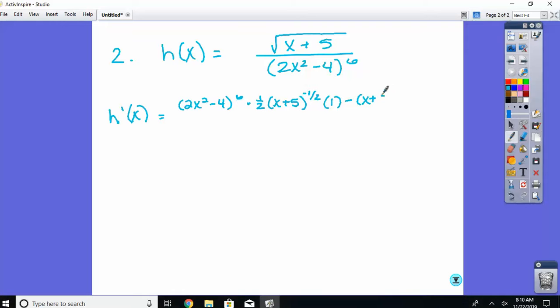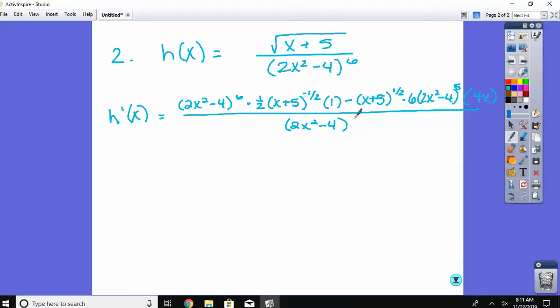Minus high D low. So the 6 comes down, inside stays the same. I don't have enough room. Times, or subtract 1, times the derivative of the inside, which would be 4x, over low squared. If it's to the 6th and I square it, that would be 12. Okay.